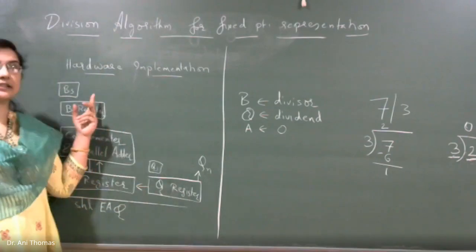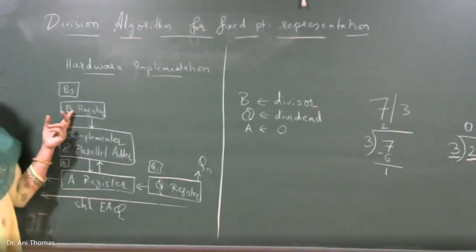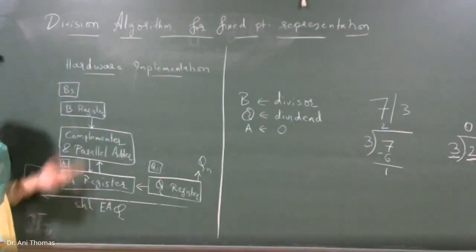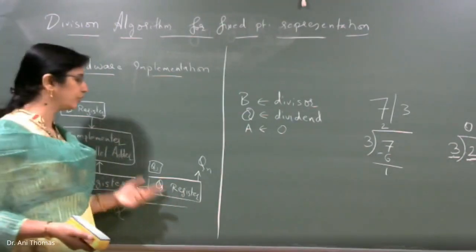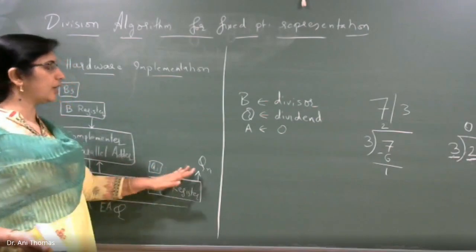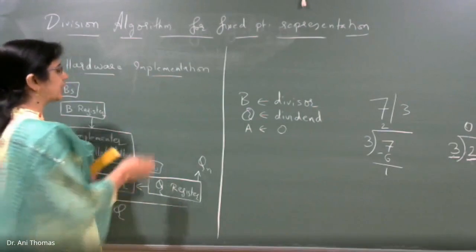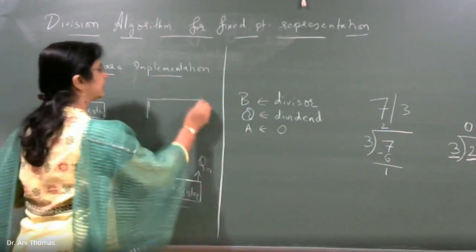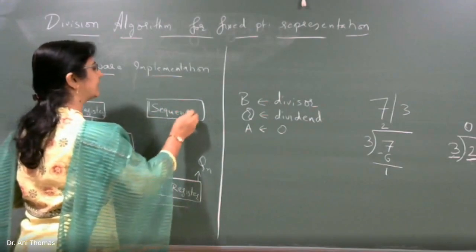That is why the signs are taken separately. The sign of B is in the BS register, the sign of A is in AS, and the sign of Q is in QS. Now, how does our algorithm go with this implementation? What is left out here is the sequence counter.